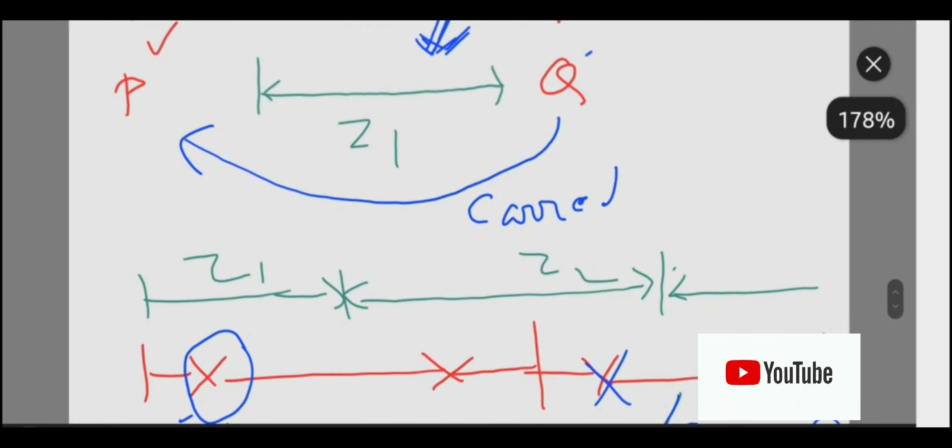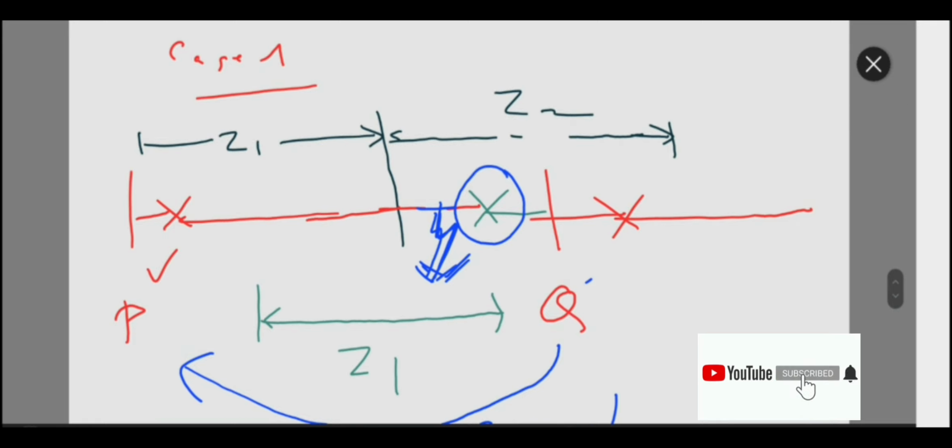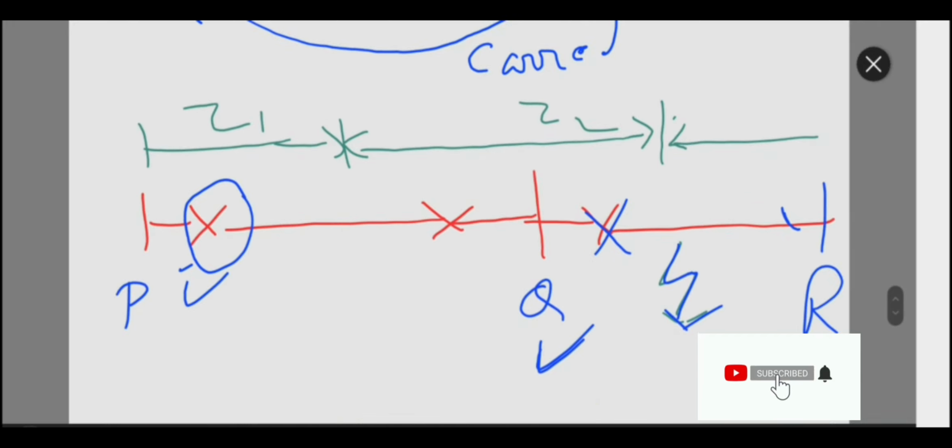So I hope you understand all 3 cases: the fault occurring between P and Q; the fault occurring between P and Q but in zone 2 from the sending end relay; and the fault occurring away from P and Q, that is between Q and R. These are all the 3 cases we discussed in distance protection. I hope you are clear on the meaning of distance protection and how it works in the transmission line. If you have any problem, you can ask in the comment section.